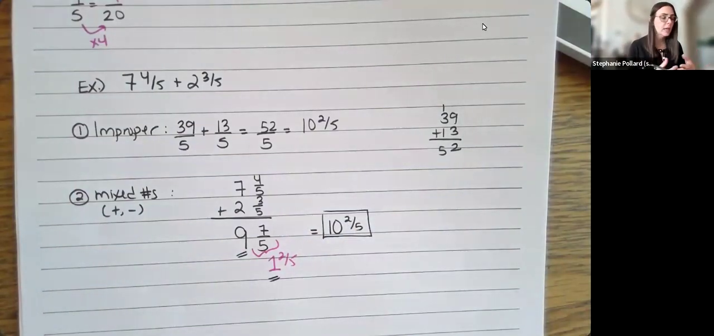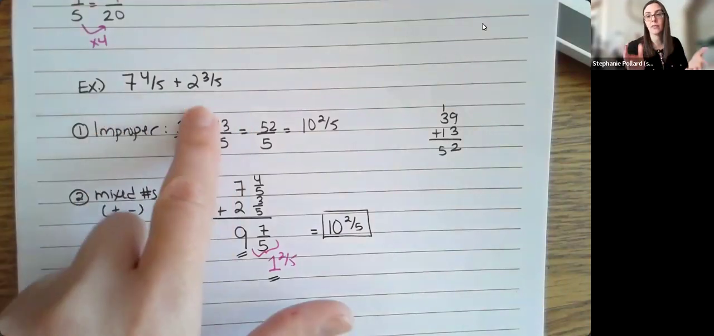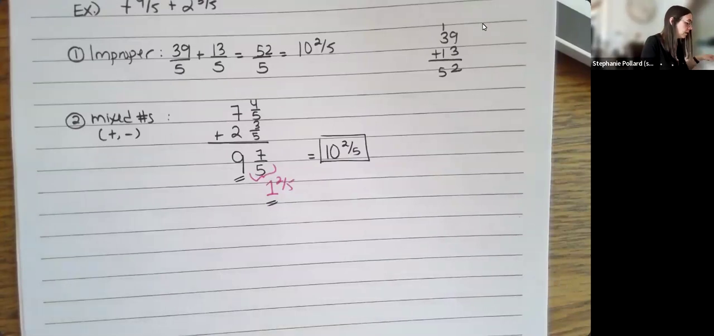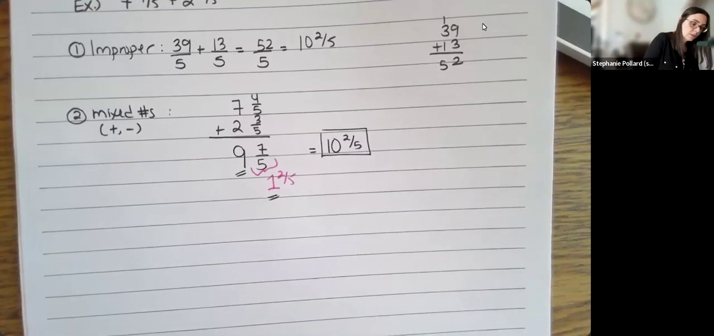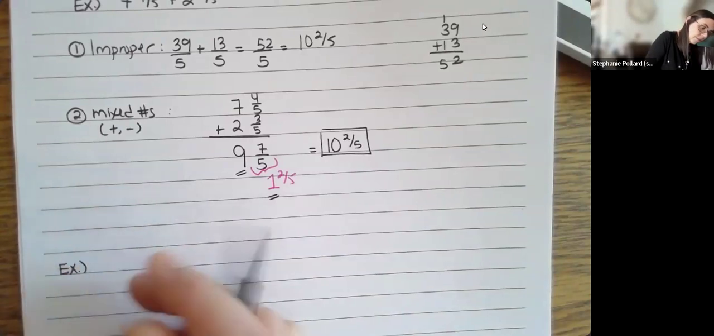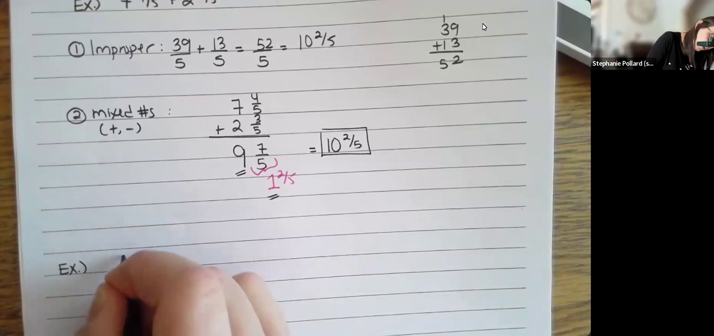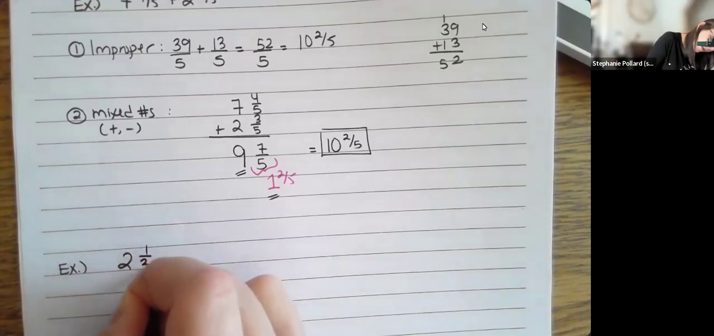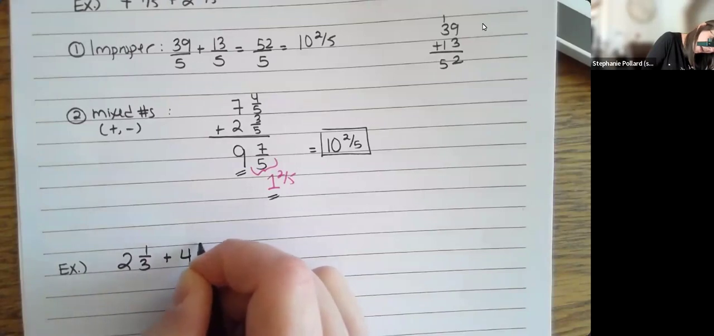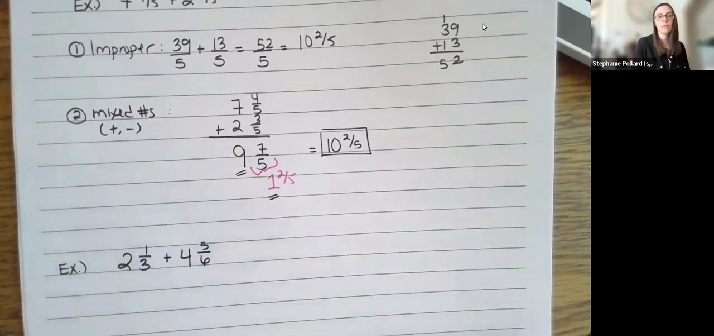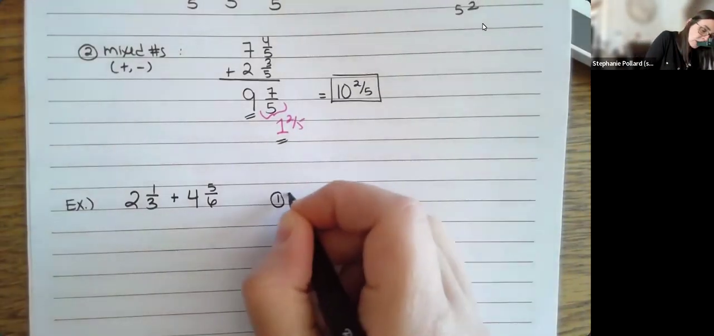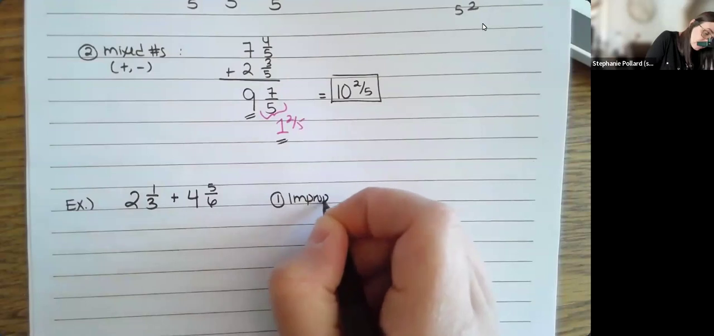Either way is good. Now, if you don't have common denominators, you still have to get that first. So let me do one example where we do not have common denominators. Let's do 2 and 1/3 plus 4 and 5/6. So the first strategy is going to be to change everything to improper fractions.